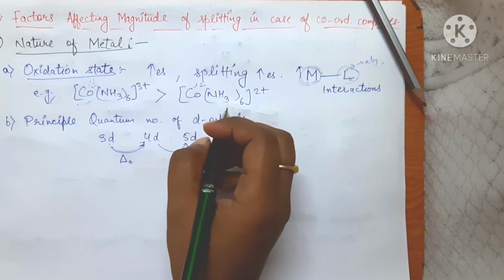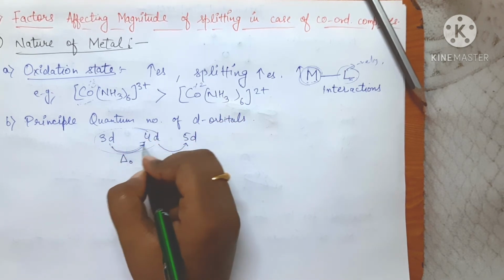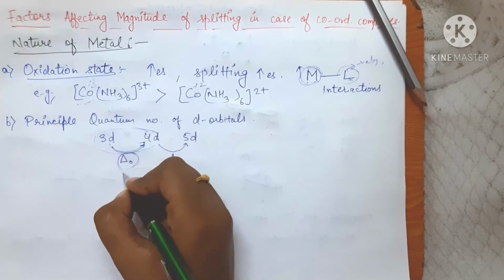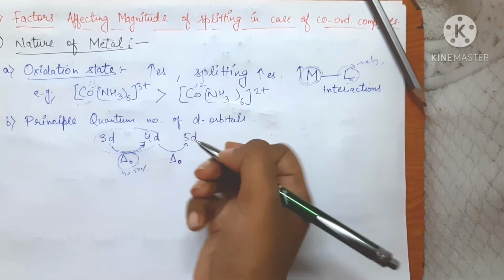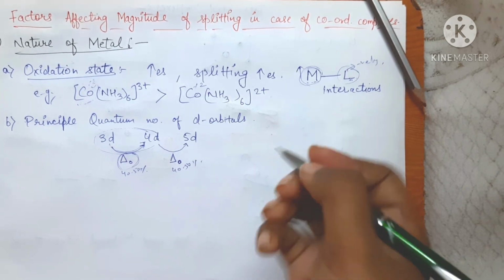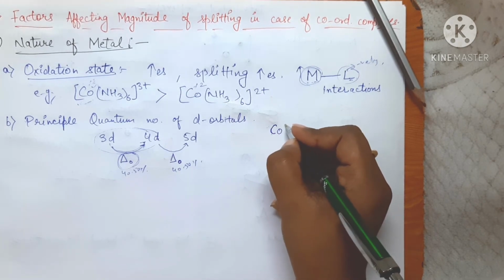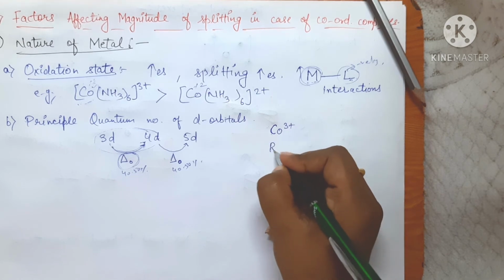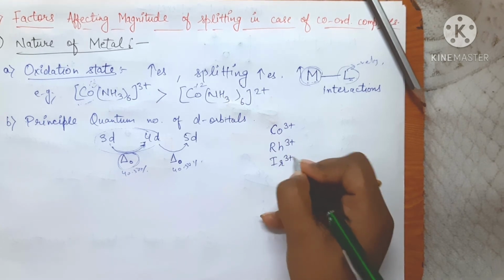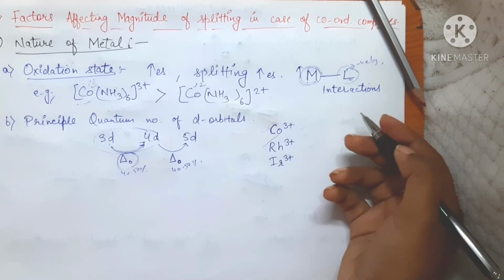But there is one more thing we have to understand. Suppose we are moving from 3d to 4d, then del O is going to increase approximately by 40 to 50%, right? And from 4d to 5d it is going to increase again by 40 to 50%. So suppose we have a certain complex having cobalt 3 positive as the central metal, rhodium 3 positive, or iridium 3 positive. Suppose we have 3 different complexes in which 3 different central metals are present.